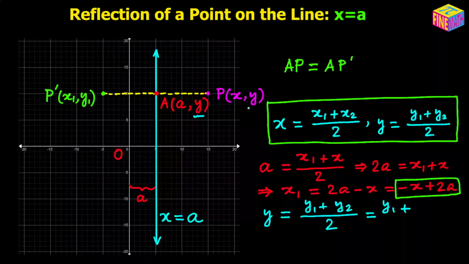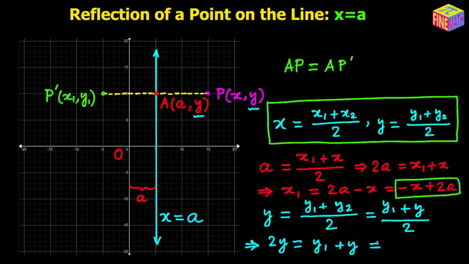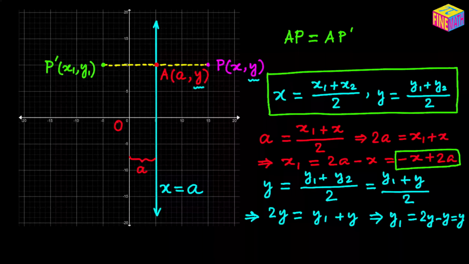And what is the y coordinate of P? That is actually y. So now we have the sum of the y coordinates of the two extreme points, and that would be whole divided by 2. Now from here you can see that if we multiply both sides by 2, we get a nice equation: 2 times y is equal to y sub 1 plus y. From here can we say that y sub 1 is equal to 2 times y minus y, and that will be equal to y. So we have calculated the value of y sub 1 also. Therefore y sub 1 is equal to just y.